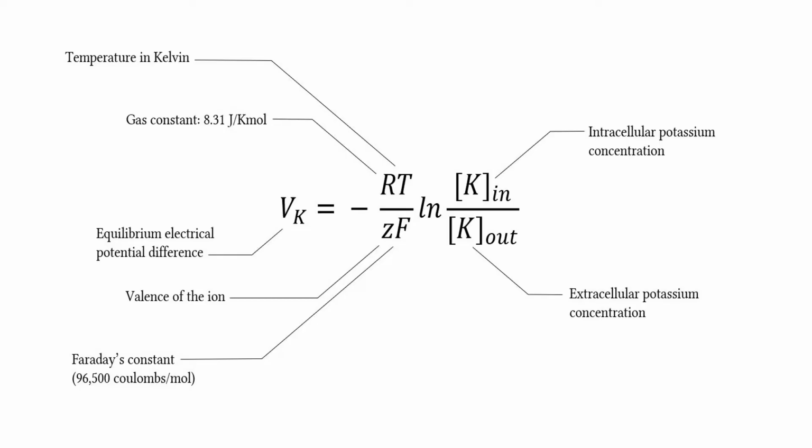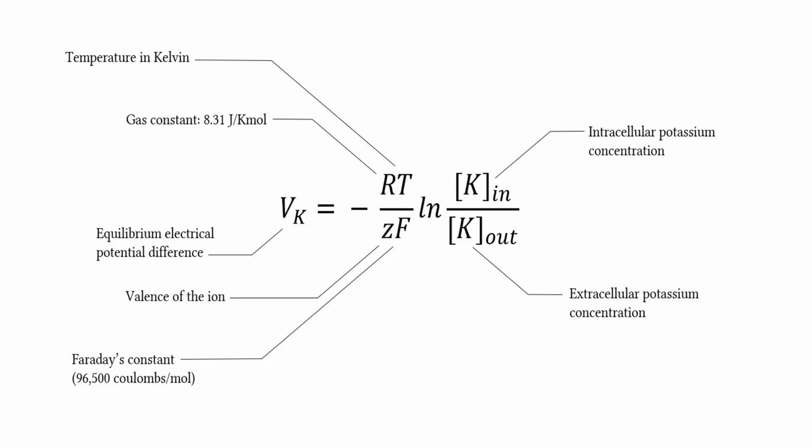The equilibrium potential of the diffusible ions. What are those ions which are diffusible? Sodium, potassium and chloride. So the Nernst equation will tell us about the equilibrium potential of potassium, the equilibrium potential of sodium and the equilibrium potential of chloride.